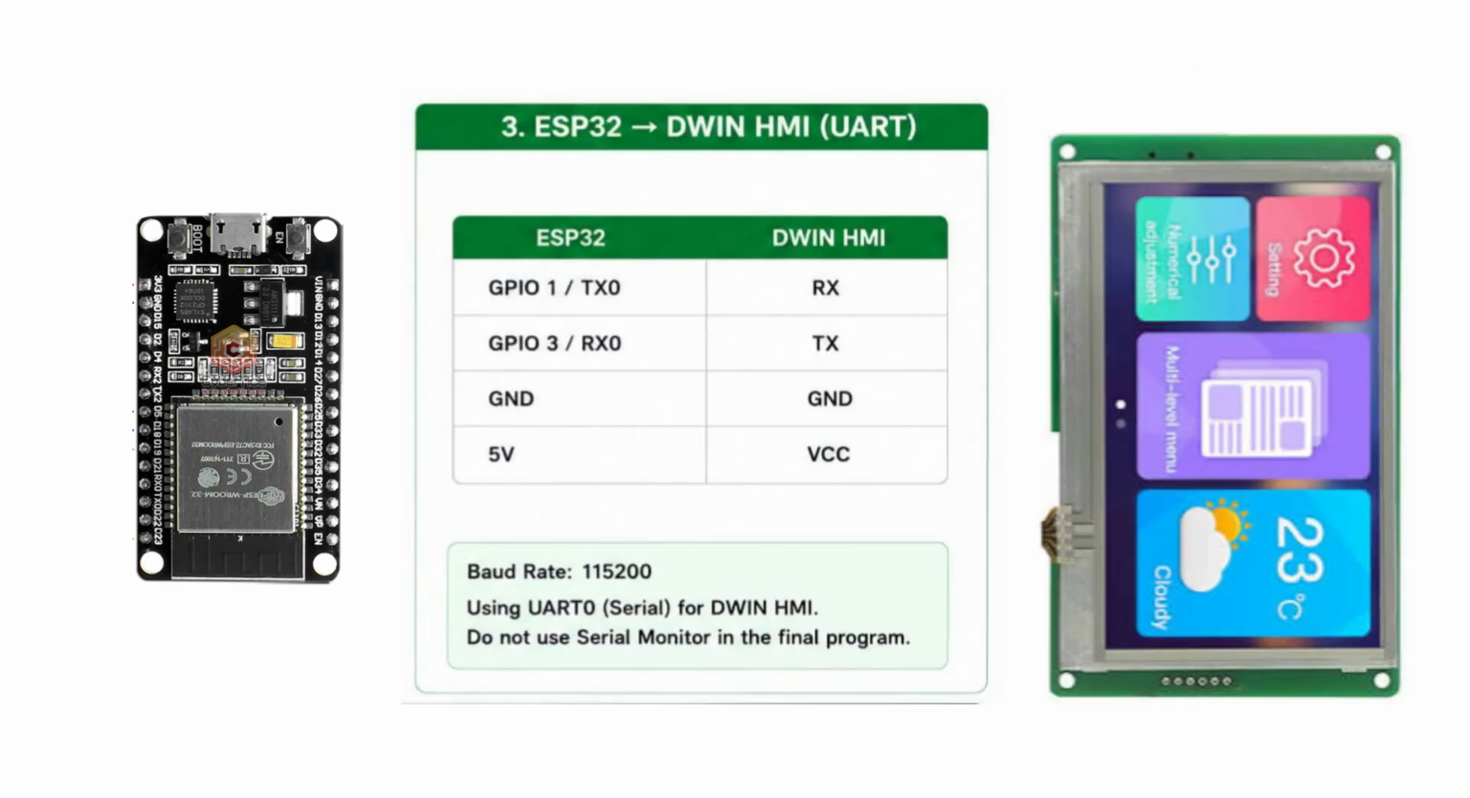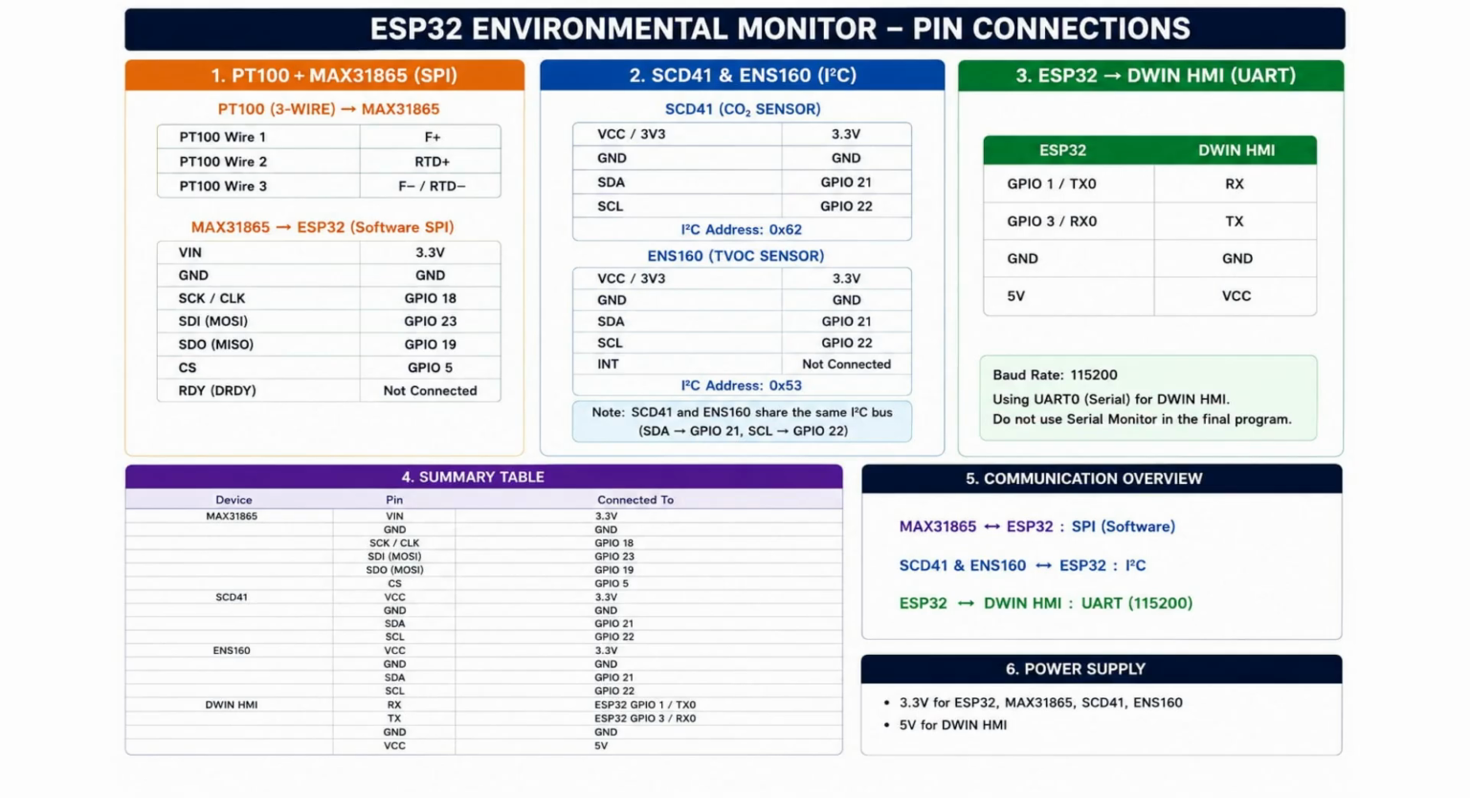Now let's connect the DWIN display. For this project, I am using the ESP32 default UART, which is Serial. So the ESP32 TX pin is connected with the DWIN display RX, and the RX pin of the ESP32 is connected with the TX pin of the DWIN display, and ground will be common, and give 5 volts to the DWIN display. We will use the 115200 baud rate for communication. Since we are using the default serial interface for the DWIN, we won't use Serial.print for debugging in this application, otherwise those debug messages would also be transmitted to the DWIN.